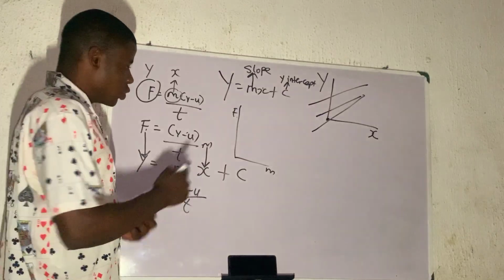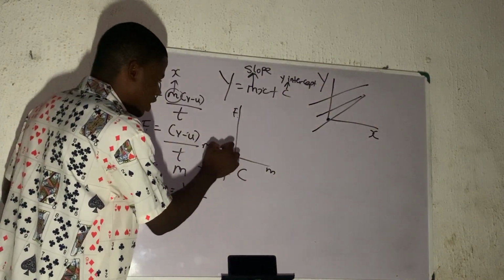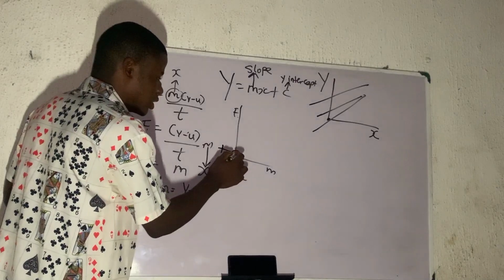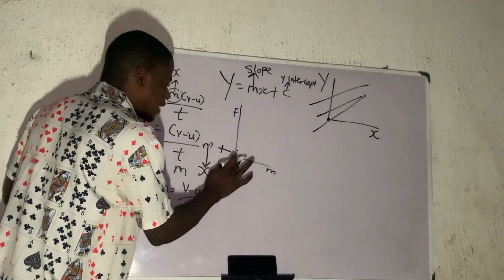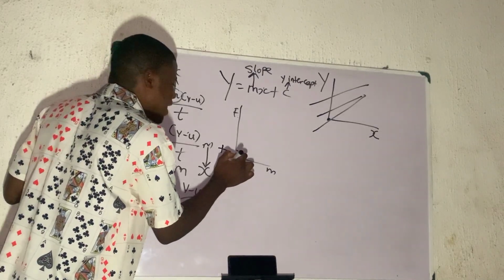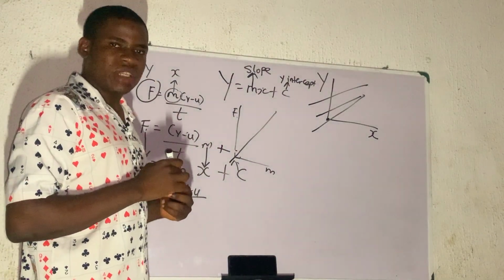Does it make sense? And if you watch again, the y-intercept, this one, is it having any plus something? No, that's plus 0, right? So it means that the y-intercept is 0, meaning that the straight line will actually pass through the origin. Does it make sense?